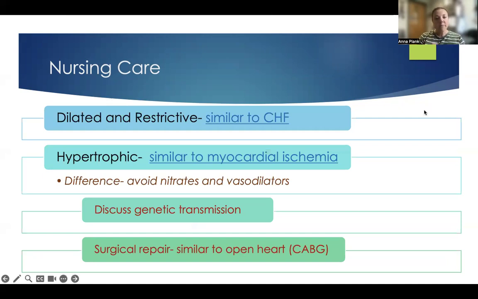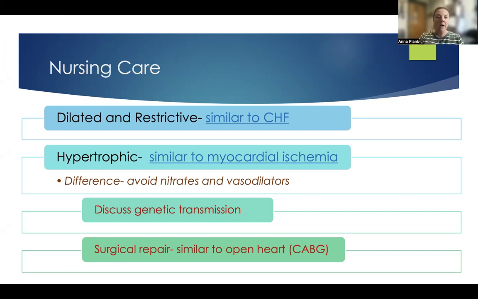So in our nursing care, with our dilated and our restricted, we see all the things we would do with congestive heart failure. With our hypertrophic, because of the increased cardiac demand, the perfusion demand for the heart itself, we get symptoms that are similar to myocardial ischemia. And so we treat these the same. So whatever care plan you would use for CHF, you would go for the first two. Whatever care plan you would use for myocardial ischemia, you can do with a hypertrophic, except that we don't want to vasodilate. We don't want to use nitrates. We don't want to use vasodilators because we're already struggling with that cardiac output.